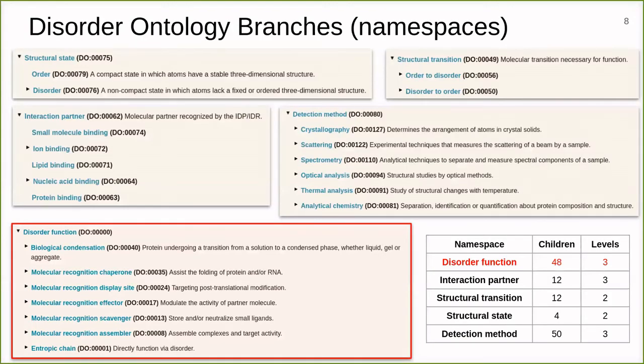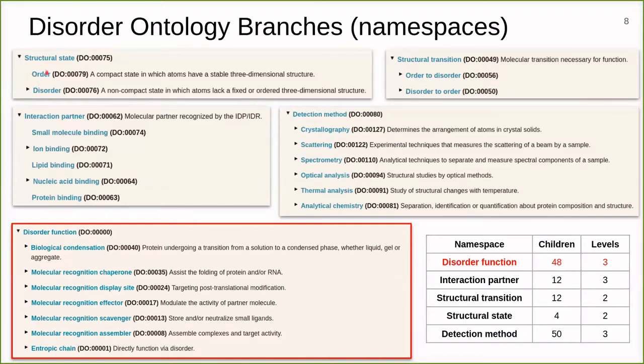So the ontology is small. For the disorder function, you have 48 children terms, and the depth is just about 3 levels. It's also not a DAG, it is a tree. And you see here the children of, for example, the structural state branch, which contains only ordered and disordered terms. And 100% of the proteins in Disprot contain a disordered region. So it makes no sense to try to evaluate if a predictor is able to say this protein is disordered. This is true by default.